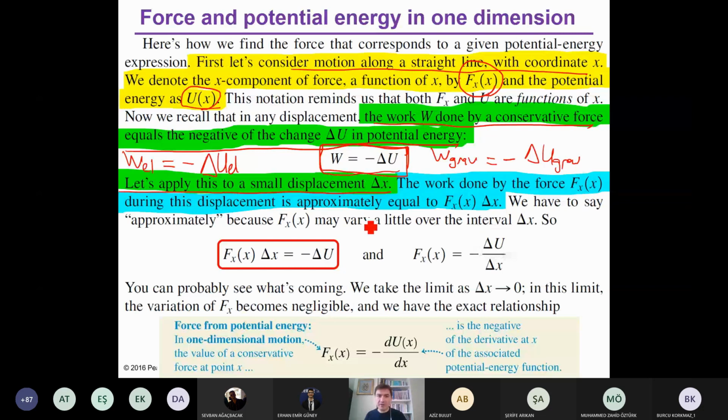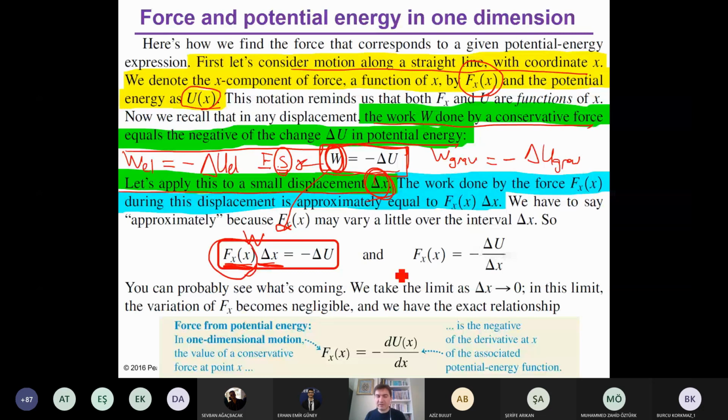So what about work here? Work is given with F times S, right? This is force, this is the displacement. So instead of displacement, just use this delta x. Now, just take this equation here, Fx times displacement, which is the work, is equal to minus the change in the potential energy. If I take the force from this relation, then I can get an expression for the force.